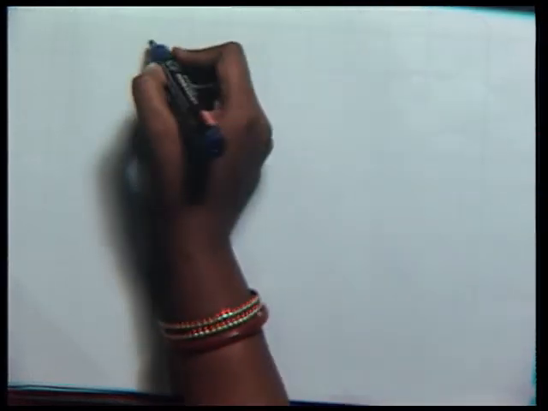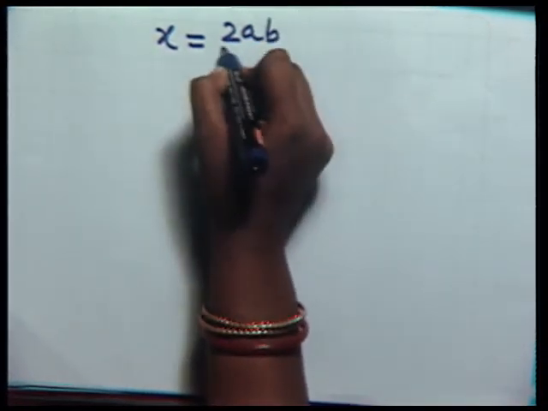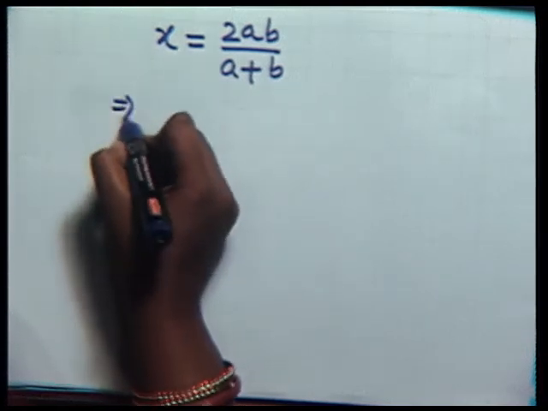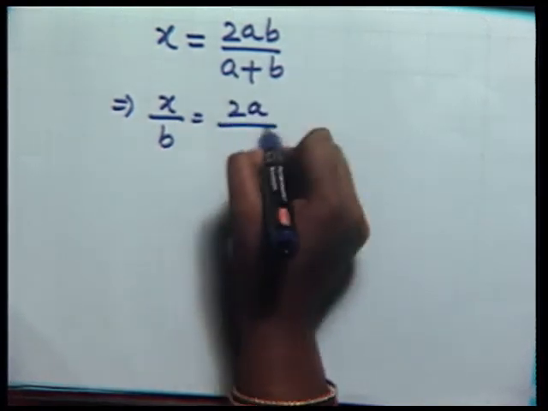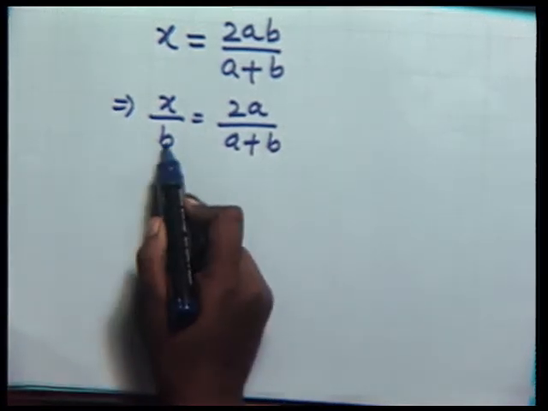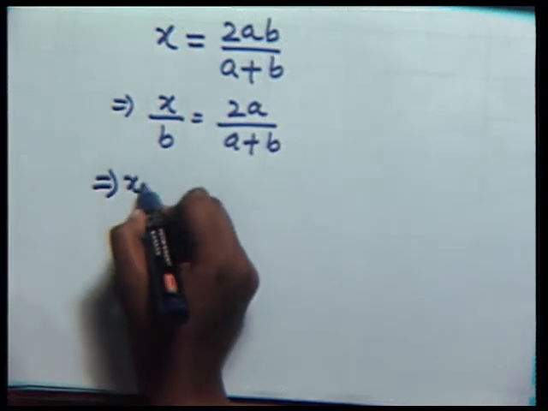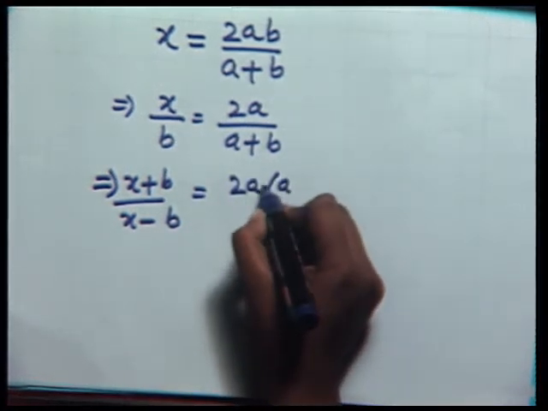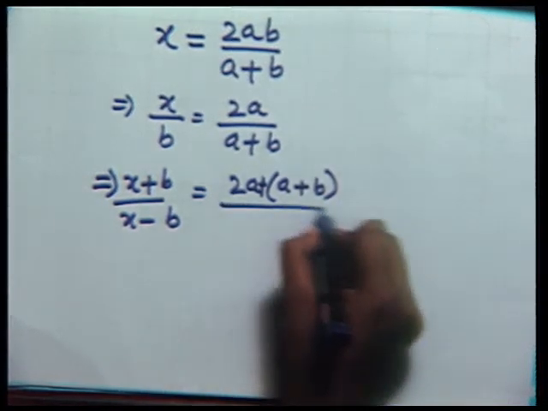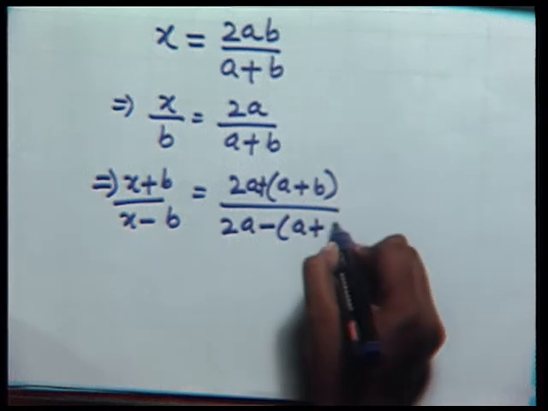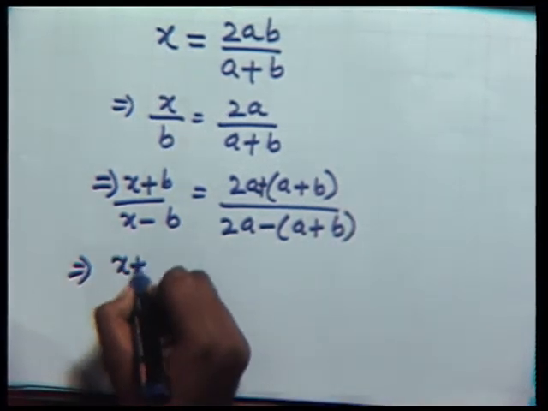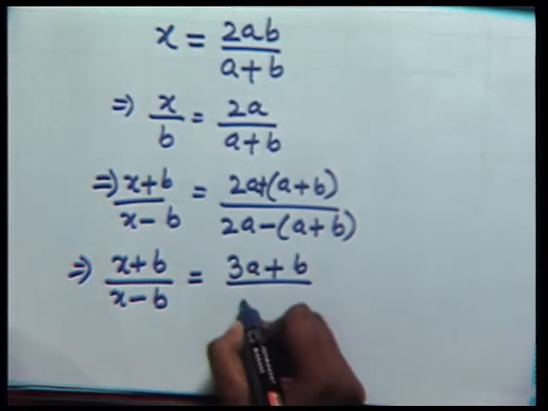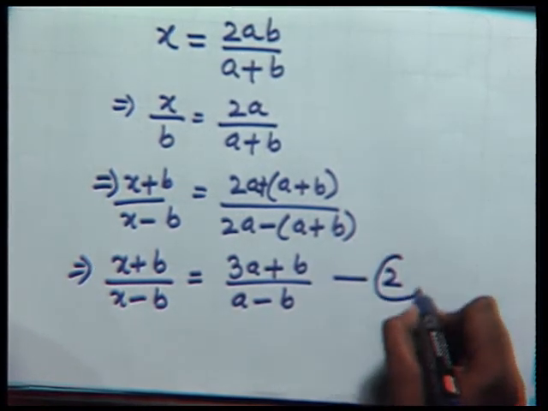Again, we use the same expression, x is equal to 2ab upon a plus b. Now, this time if we take this b to the denominator of x, we get x upon b is equal to 2a upon a plus b. Again, using the property of componendo and dividendo on this expression, we get x plus b upon x minus b is equal to 2a plus a plus b upon 2a minus a plus b. This gives us x plus b upon x minus b as 3a plus b upon a minus b. Let us put this equation as equation number 2.